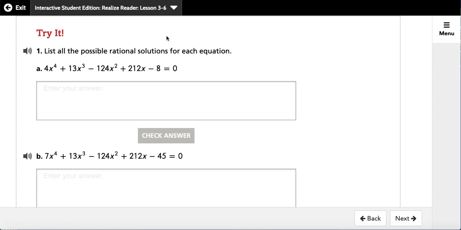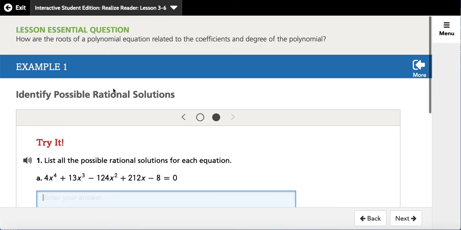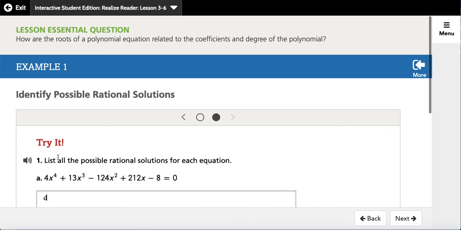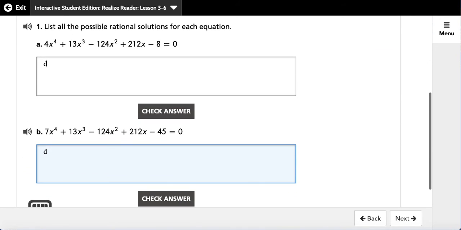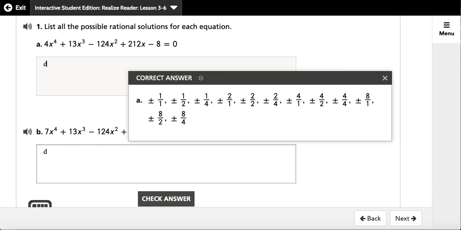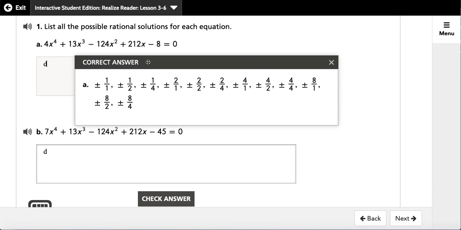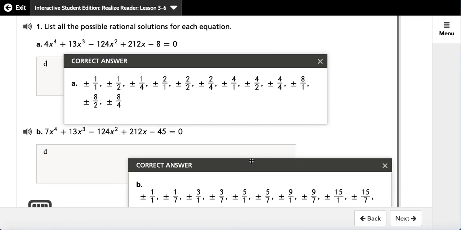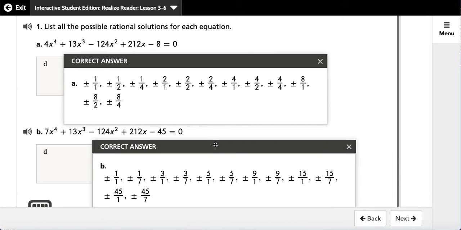I am going to just click to the answers. Hopefully what I showed in the video makes sense. You just list the factors and divide them all out. This first one has all of these. And the second one has all of these. You can click pause to see if you got them all. I did not double check to see if there's any errors in their answers. Let's hope there isn't.